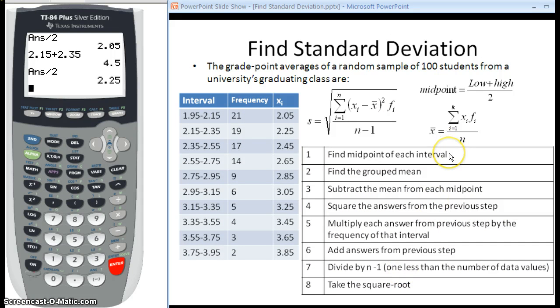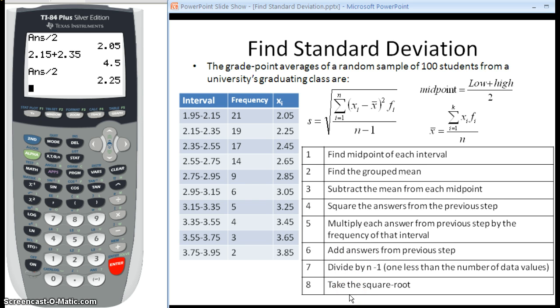From this point, once we have the midpoint, we could use this formula to find the grouped mean. Then we would subtract the mean from each midpoint, working in the parentheses. Similar to before, we would square each answer. Then we would take that entire list and multiply it by the frequency. And then we could add up all those answers, divide by the n minus 1, take the square root.